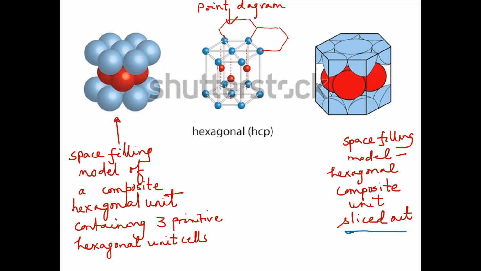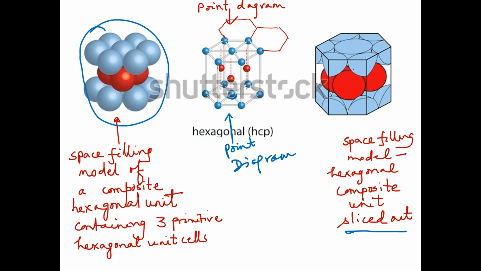Now you can see, this one is the point diagram, not space filling, for defective eyesight like us. So these are the spheres representing points. So this is one unit cell, hexagonal primitive unit cell. The angle is 120 here. And this one is the other, and this one is the third. So there are 3 unit cells, and we are taking that composite unit for our purpose. Now this is a sliced out composite unit.